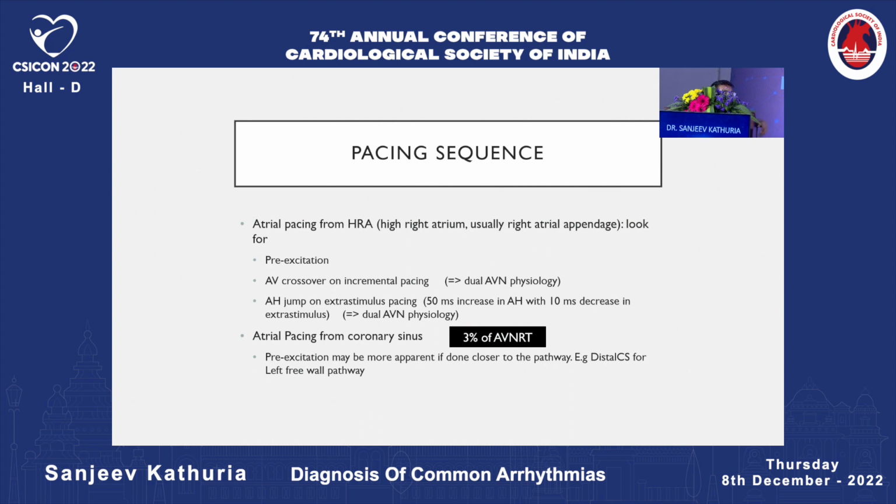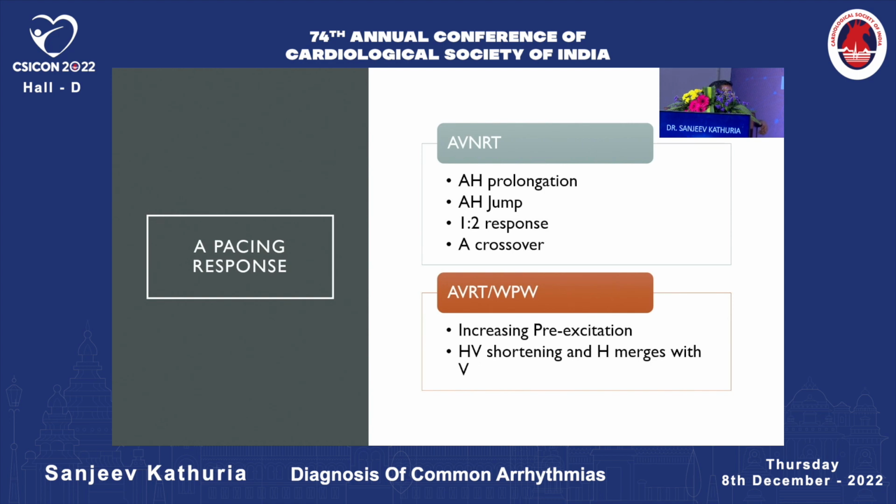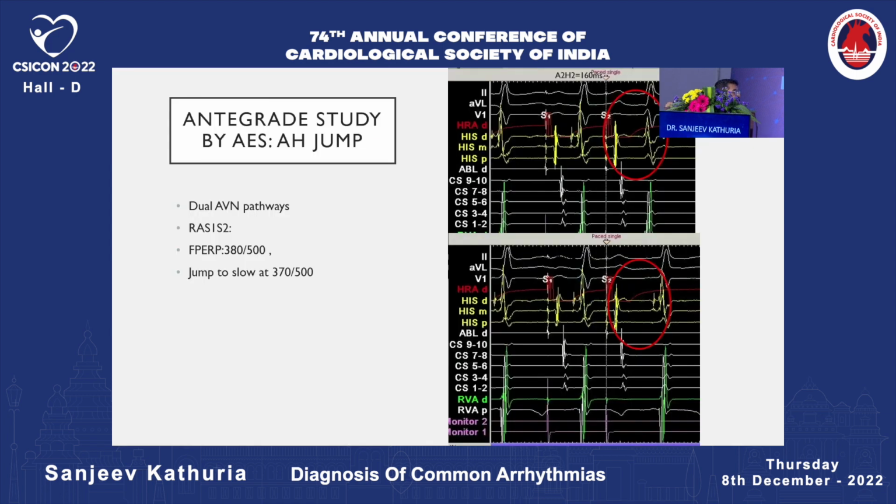So you go as near as possible so as to induce a pre-excitation. AV node, the most important and the most bread and butter of the EP lab: AH prolongation, AH jump, 1:2 response in a crossover. While in an AVRT, you think of increasing pre-excitation. So concentrate on this, on the red zones we have.